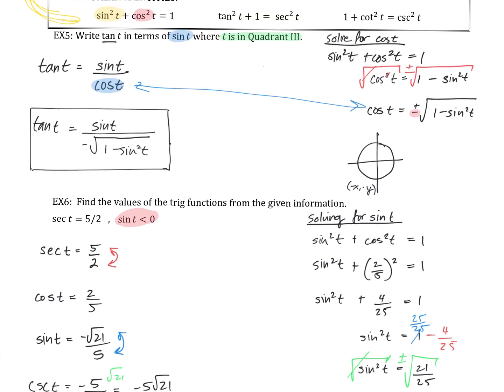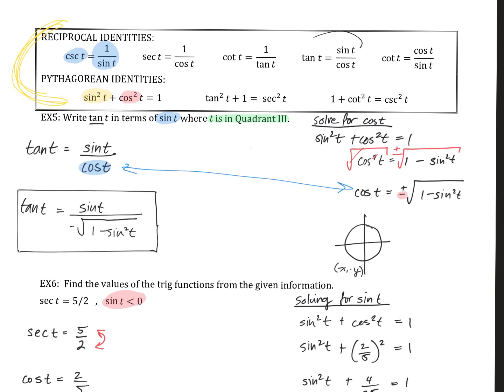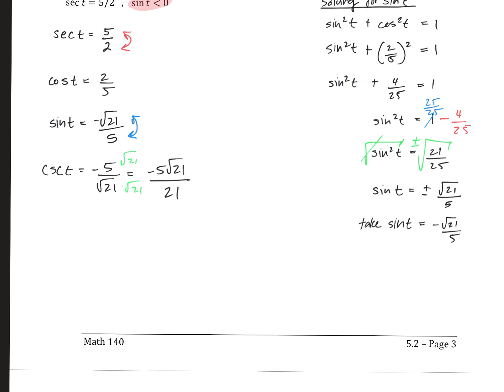We need tangent and cotangent. Now, if you can recall, tangent is sine divided by cosine, which we can find. So tangent of t is going to equal sine, which we had was negative root 21 over 5, divided by cosine, which was 2 over 5. And the 5's can cancel, and we're left with negative root 21 over 2. And we found tangent. Whew, we're almost there.